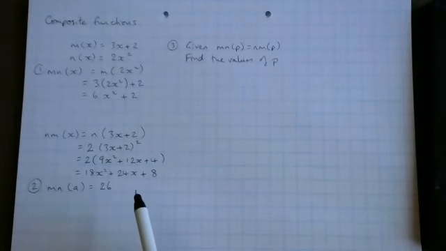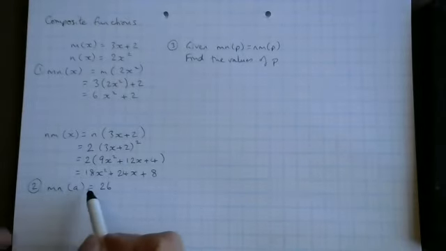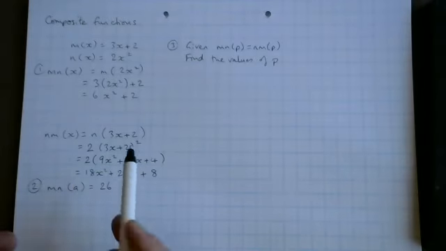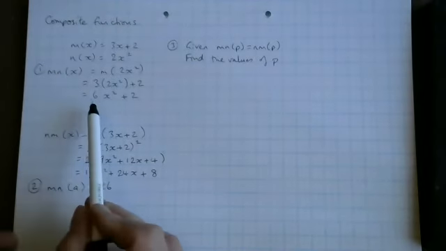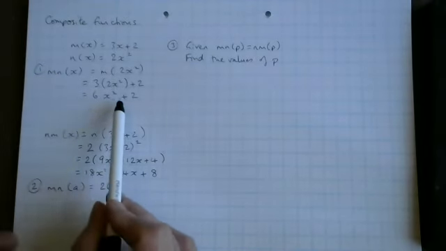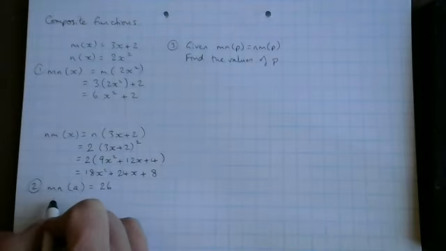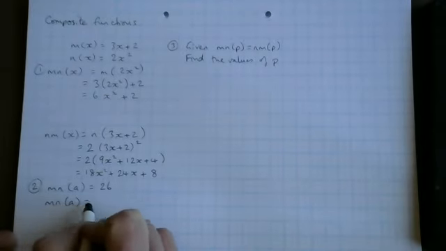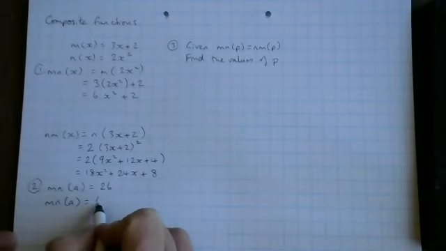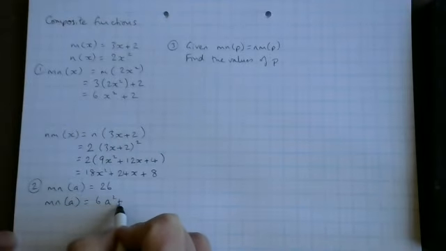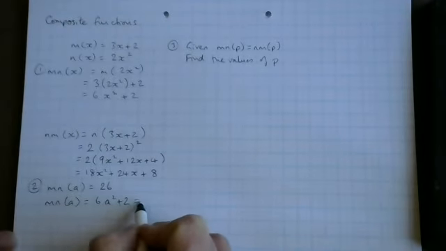Then we've got, find if mn of a is 26, find the values of a. So mn of a equals 26. We've just worked out what the mn function is. That's just here, mn, 6x squared plus 2. So mn of a is 6a squared plus 2, which is 26.